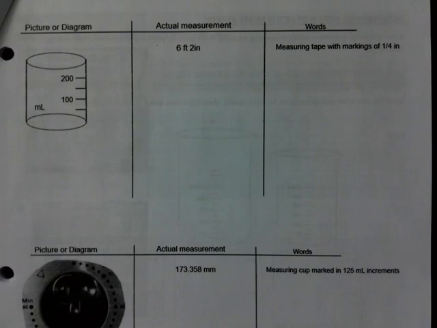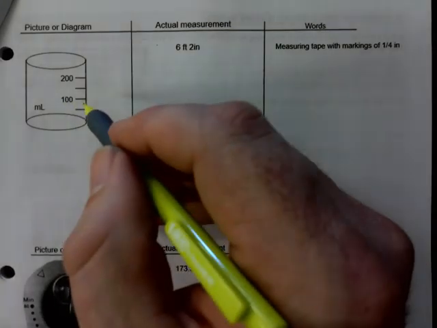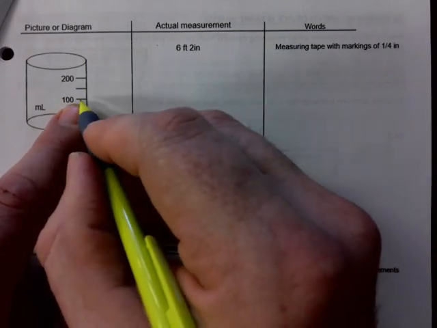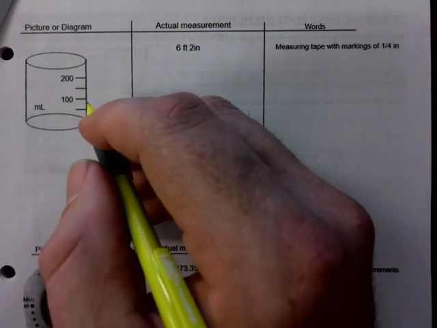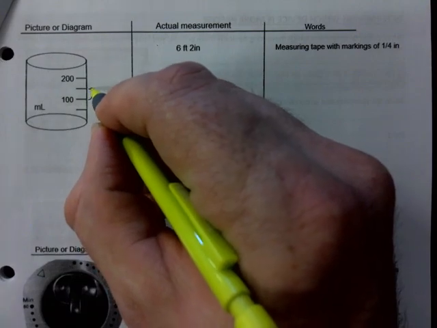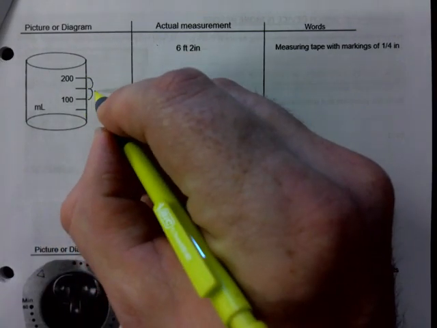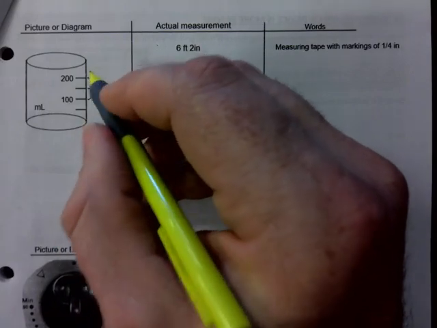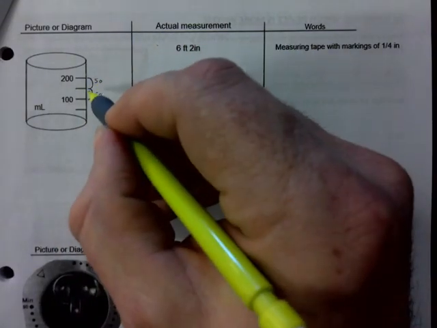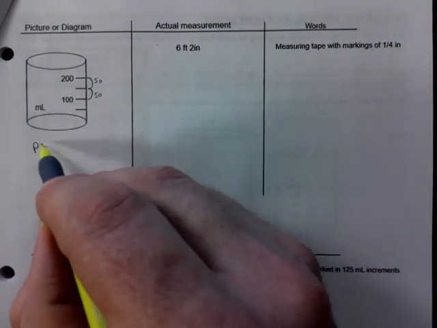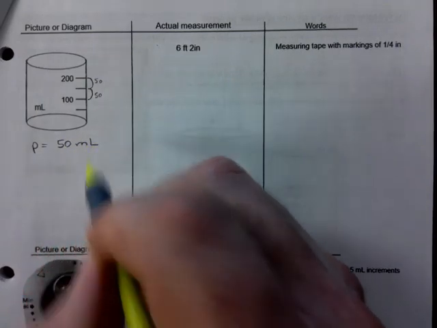You still have to pay attention, okay? I designed this a certain way so that we kind of build on what we know. What would be my precision here? And you might think it's 100. No, it's not 100. What am I going up by from marking to marking? 50, right? Sometimes, most of these you can just look at it and see this is 50. Can you see that it's 50? Okay. So precision is 50 what? Milliliters.